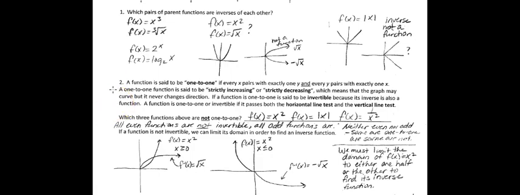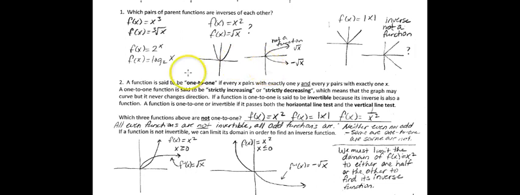So let's take a look at what it means to be invertible. A function is said to be 1-to-1 if every x pairs with exactly 1 y and every y pairs with exactly 1 x. If you look at the x squared function, every x pairs with exactly 1 y, which makes it a function. But every y does not pair with exactly 1 x. As a matter of fact, every y seems to pair with 2 different x's. So when we switch x and y, notice then we have in the inverse every x pairing with more than 1 y, which makes it not a function.